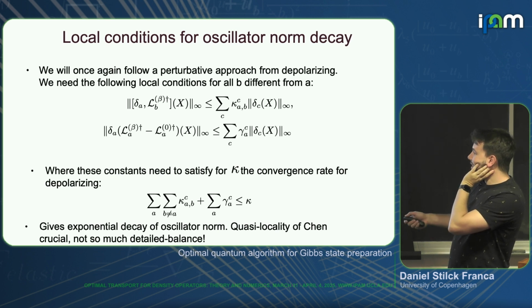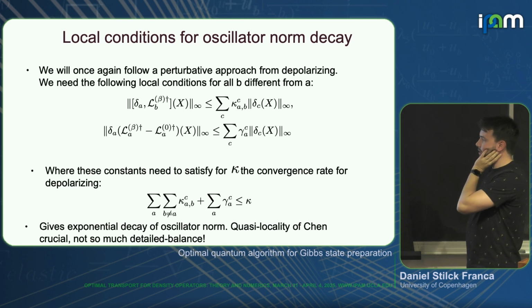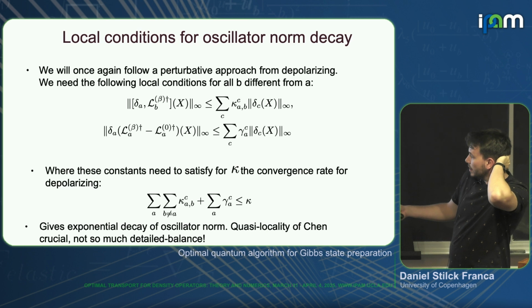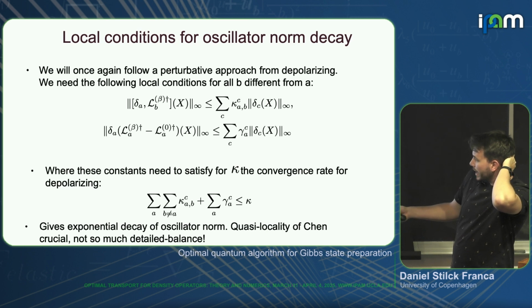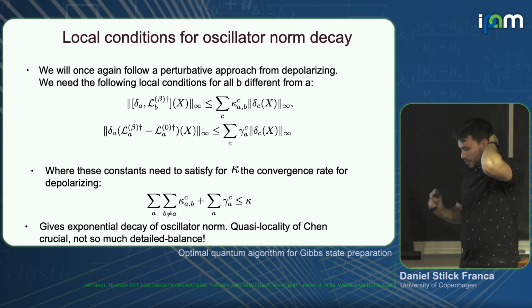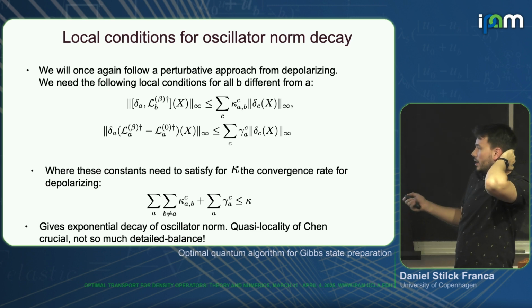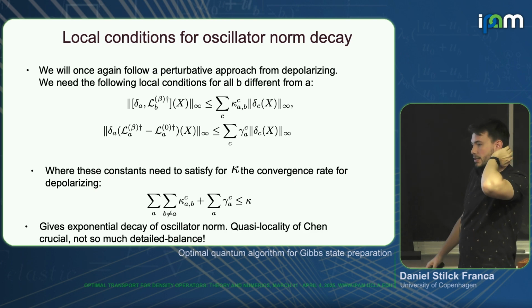And for the second one, again, this is some sort of perturbation bound. We're asking ourselves, how much does the action of the generator differ from temperature 0 to temperature beta? So here we have to derive some perturbation bounds for the L infinity to L infinity norm of these guys in terms of beta.